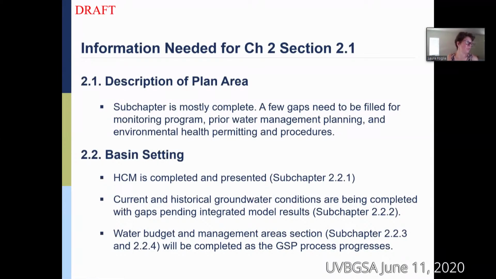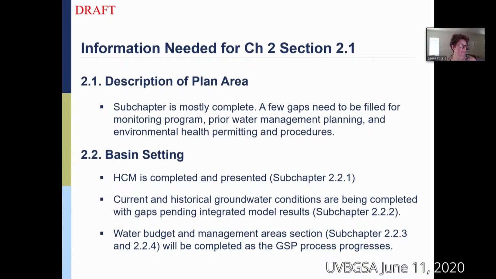And then we have the plan implementation. And this is chapter 2, which is what you received already for a preliminary review. Chapter 2.1 is a description of the plan area. Again, all the entities involved in the Ukiah Valley groundwater basin should have a little paragraph there with some description. We still have a few gaps there, and we may still need to reach out to some of you, but it's mostly there. And then chapter 2.2 is the basin settings. If you remember, our colleagues from GEI already submitted the hydrogeological conceptual model, and that was fully developed and will be part of this chapter 2.2.